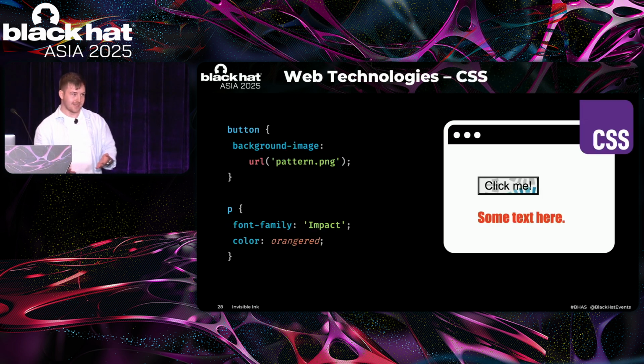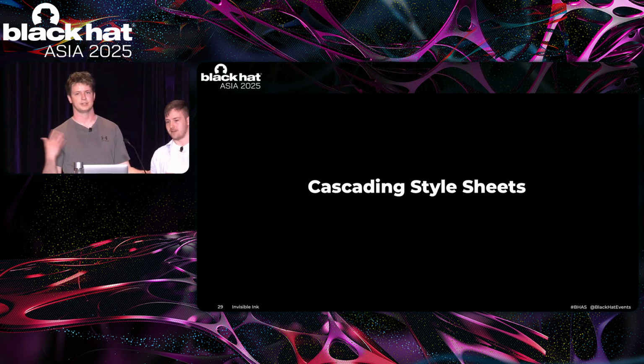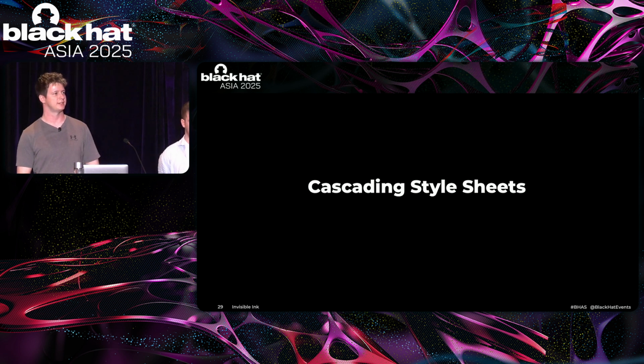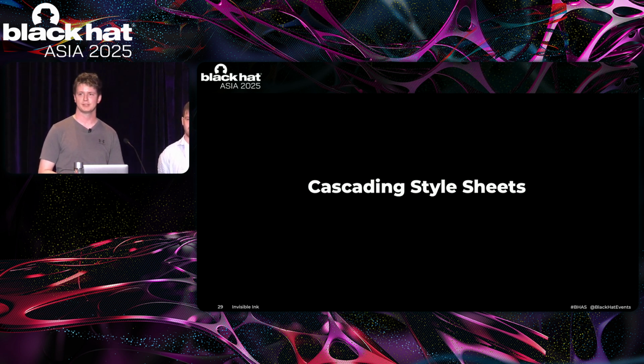If we want to stylize that and make it a bit more beautiful, we use CSS for that. And here we can, for example, give the button a background image, or we can, for example, change the font of the text and also the color. So here we, for example, use the Impact font and give the button a background image with a pattern. And CSS, or cascading style sheets, without the abbreviation, is actually quite interesting nowadays, because over the years, quite some features were added to that language that you can also abuse for fingerprinting.